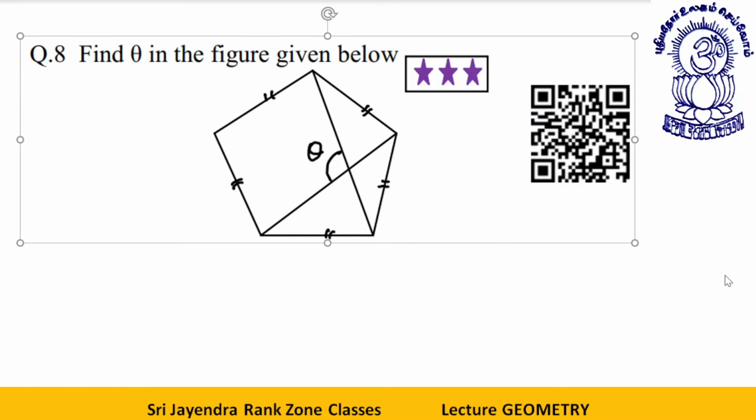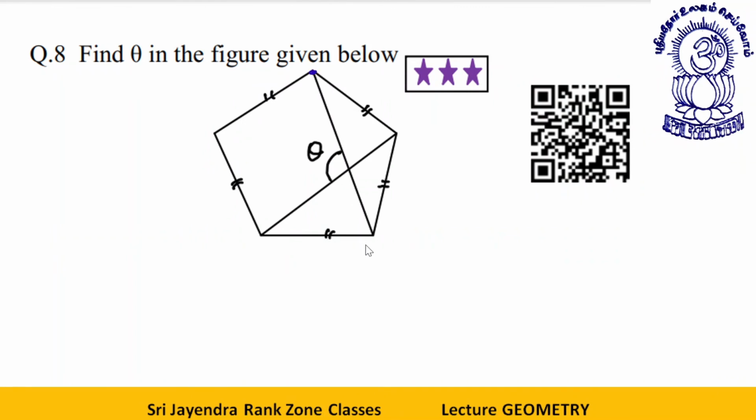Find theta in the figure given below. Dear students, the thing is, this vertex is joined to another vertex after leaving one vertex in between. Like this, I skip one vertex, then I again skip one vertex. Then this vertex is joined to the other vertex again by skipping one vertex.